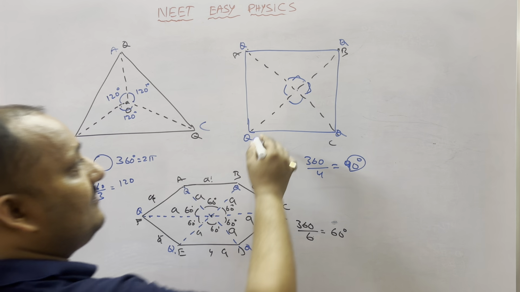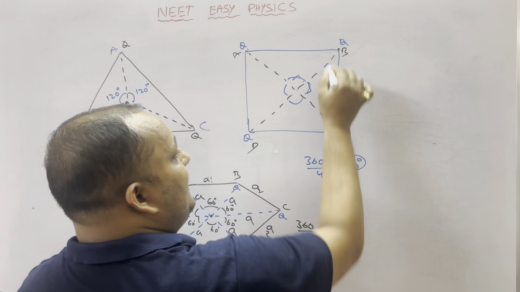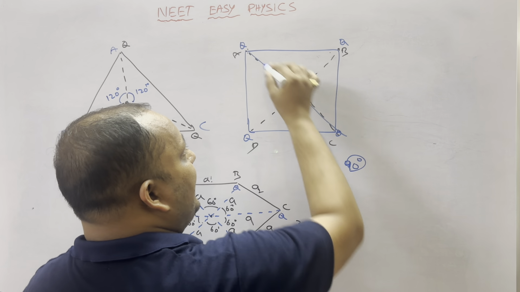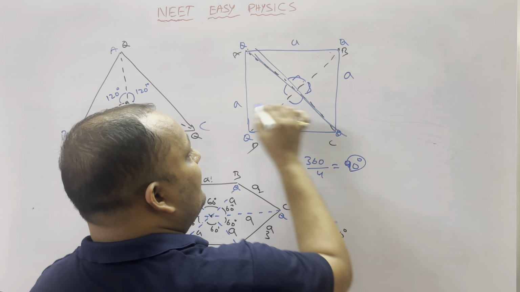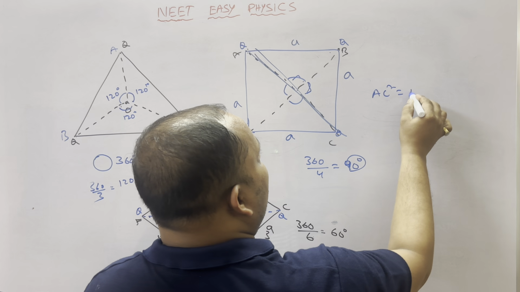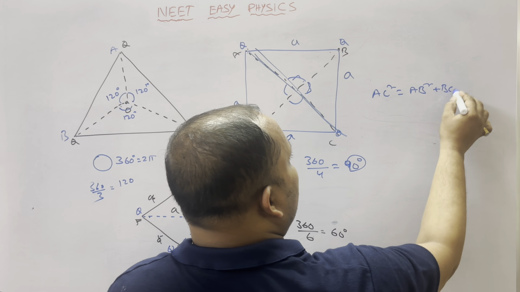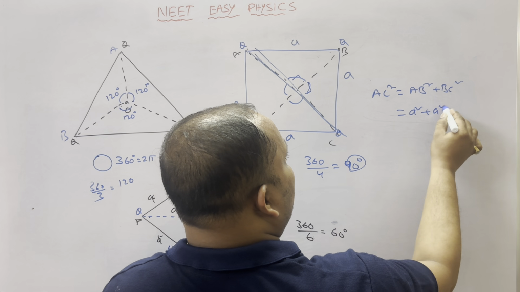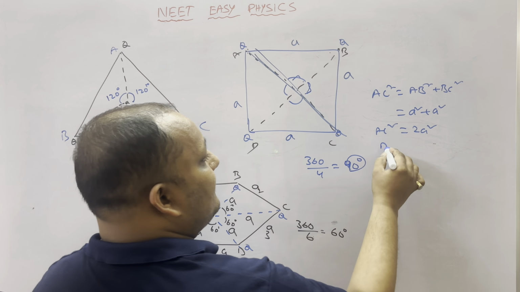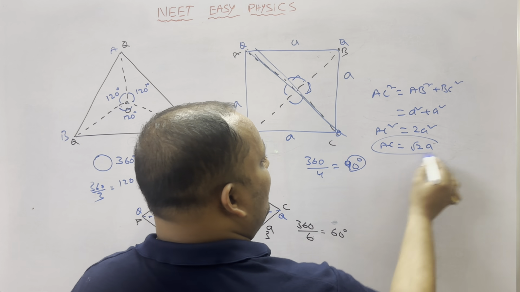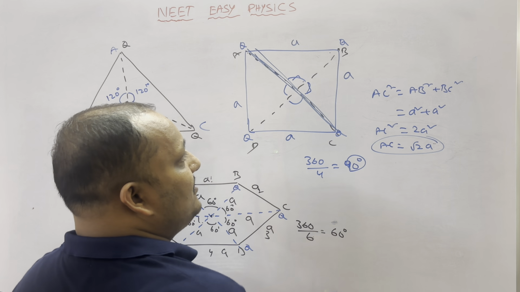Next, for the square A, B, C, D, if you want the diagonal AC, and the side is A, then diagonal AC square equals AB square plus BC square. A square plus A square is 2A square. AC square equals 2A square. Then what is AC? Root 2 A. Therefore, the total diagonal is root 2 A.